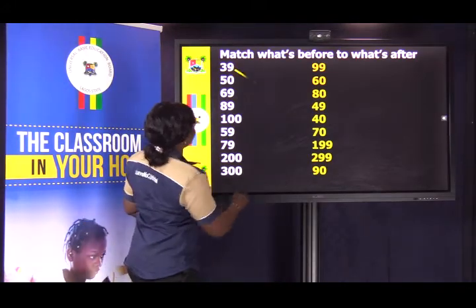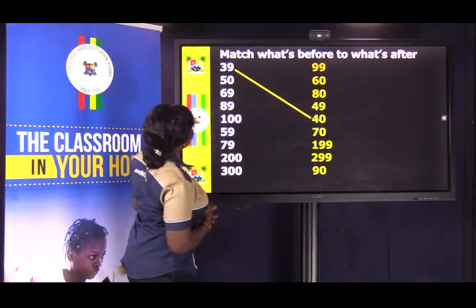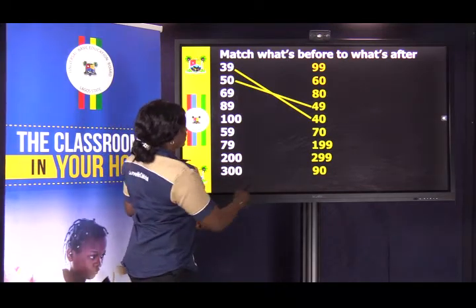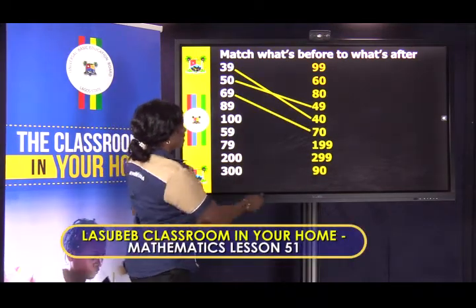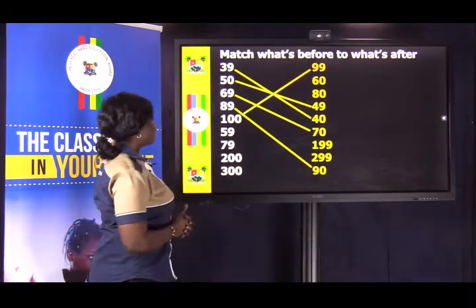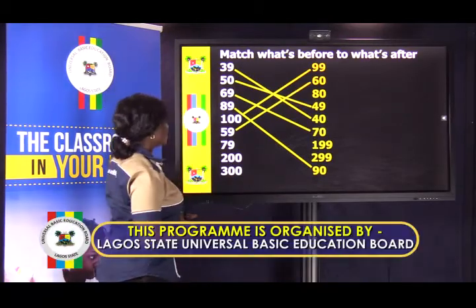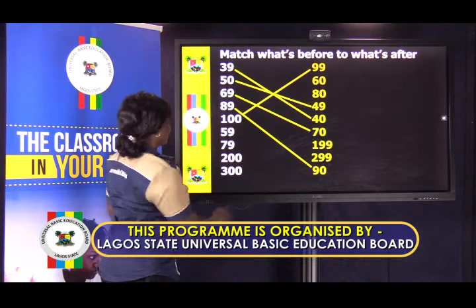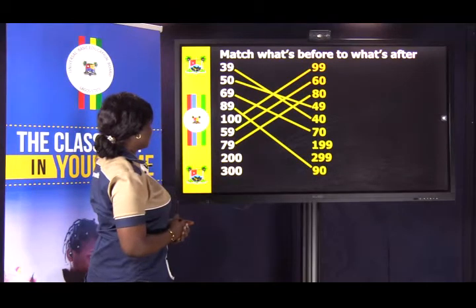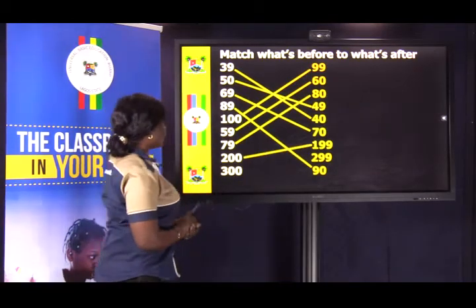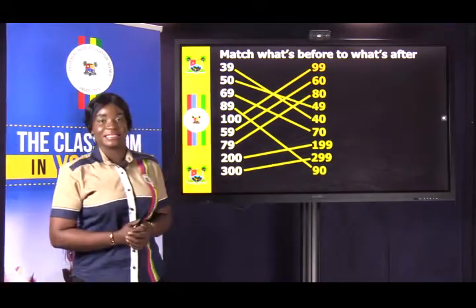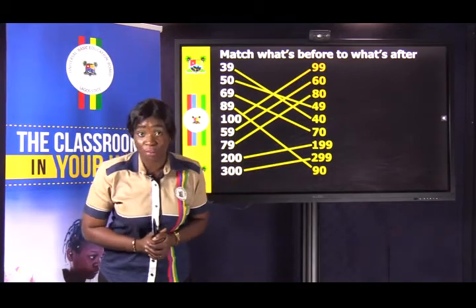Let's see the correction. What's before 40? 39. What's before 50? 49. What's after 69? 70. What's after 89? 90. What's before 100? 99. What's after 59? 60. What's after 79? 80. What's before 200? 199. And what's before 300? That is 299.